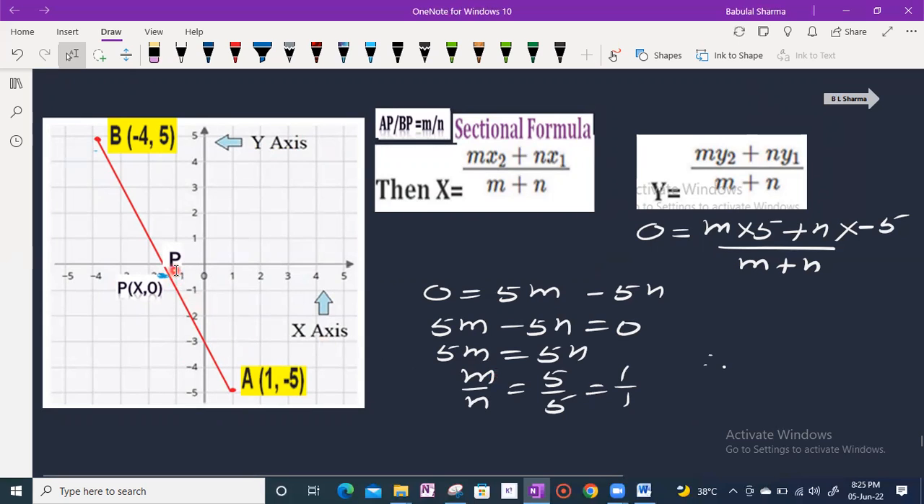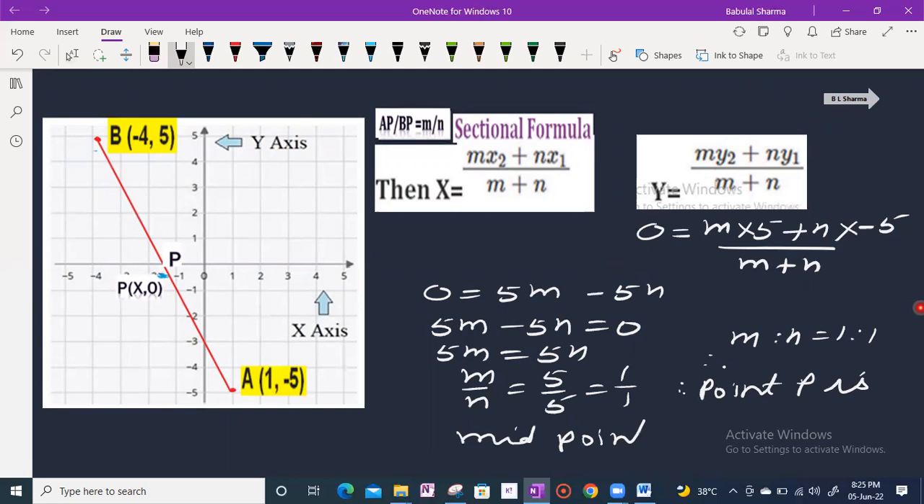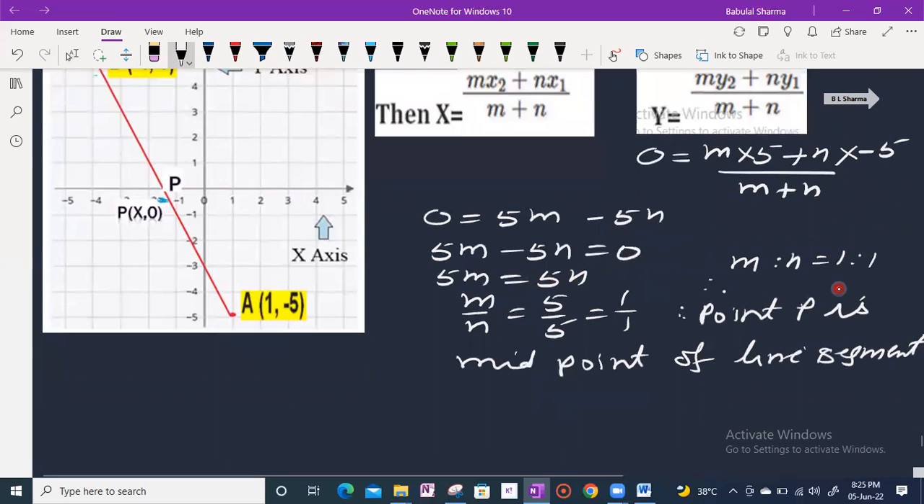हम ये कह सकते हैं कि P, AB का मिड पॉइंट है. कैसे पता चला? Because m is to n, that is 1:1. Therefore point P is midpoint of line segment AB. ये हमारा फर्स्ट पार्ट हुआ क्वेश्चन का.